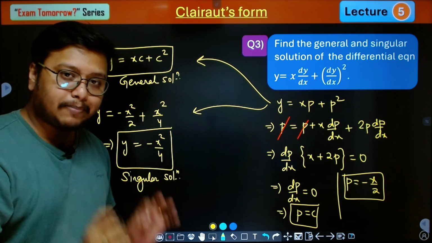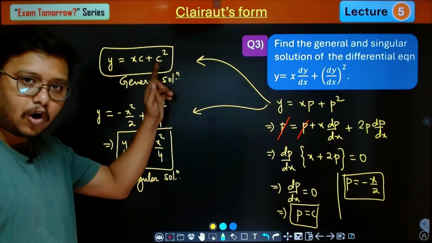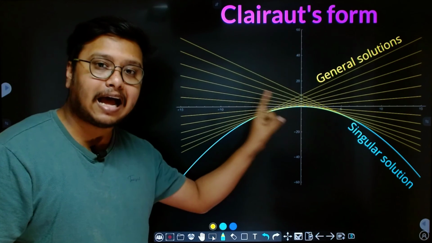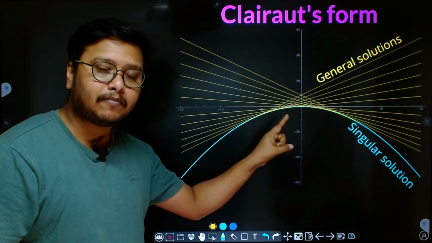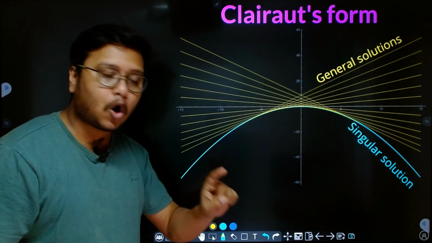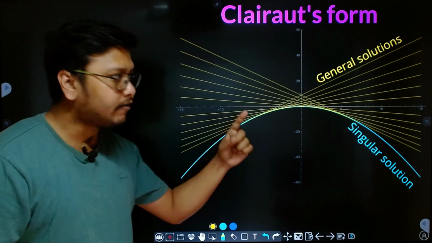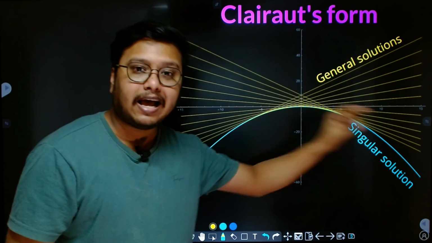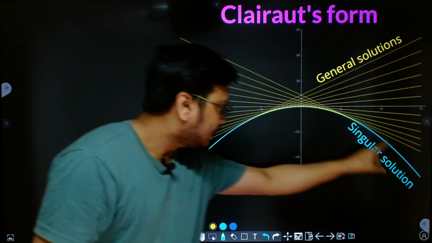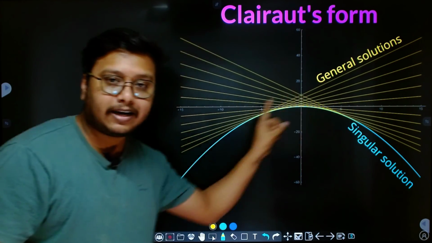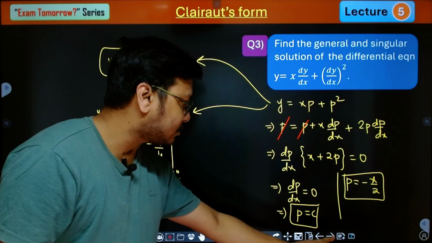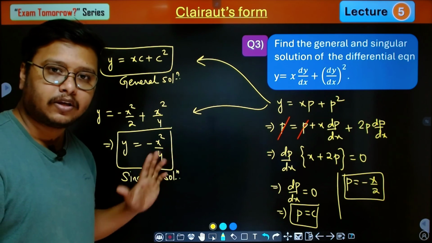And now the best thing is the two solutions that we have got, if I plot them, then this is the diagram that we get. So this diagram corresponds to the solution of question number 3 that we did just now. If I plot all the general solutions with different values of c, these are the straight lines that we get. And if I plot the singular solution, which was y equals minus x square by 4, then this is the parabola that we get, which is our singular solution. So basically this diagram represents this solution that we did just now, right?